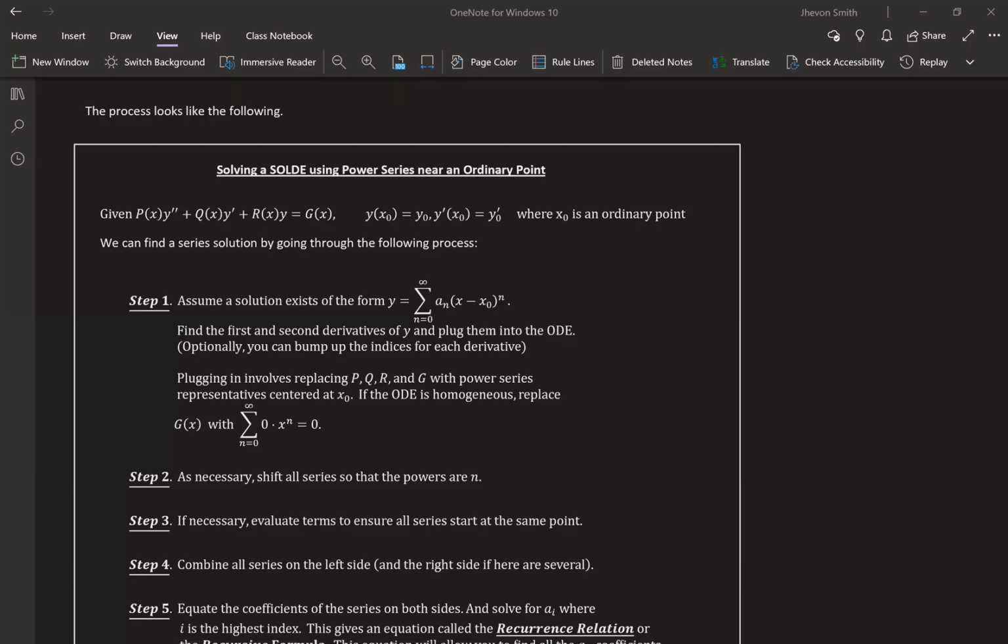So we kind of ended off with some examples last time. So we're going to finish those guys off. We're going to talk about some new stuff and then hopefully get to some more examples.